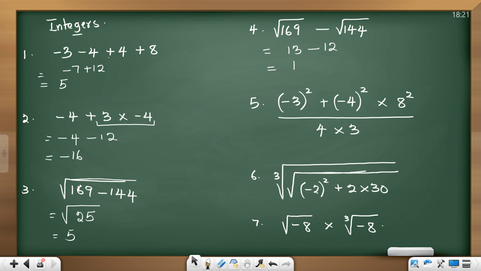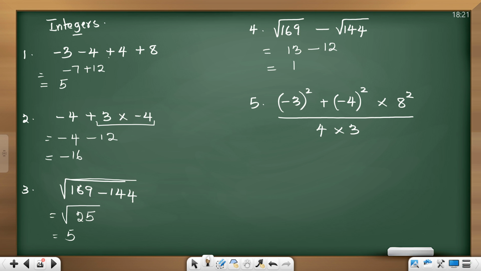Number 5, let me just quickly create a fresh page. I need to do number 5 here, and then do 6 and 7. Okay, what will I do for my number 5? Negative 3. It's a negative in the bracket, and an even exponent would give me 3 squared, which is positive 9, plus a negative with an even exponent would give me positive. 4 squared would give me 16. Okay, times, what is 8 times 8 there? 64 over 4 times 3 is 12.